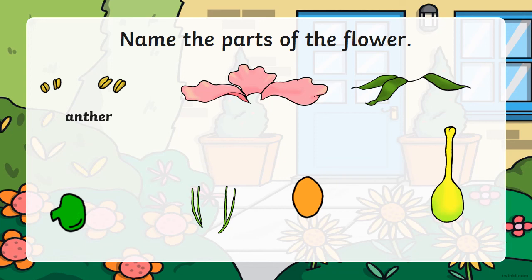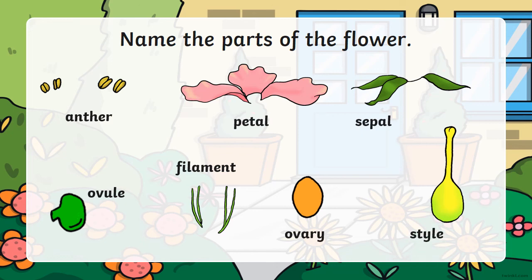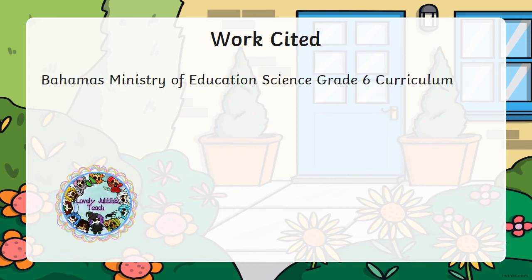The anther, very good. The petal, very good. The sepal, very good. The ovule, very good. The ovary, that's correct. The filament, that's correct. The style, and you are correct. Great job. That's our lesson on From Flower to Flower.